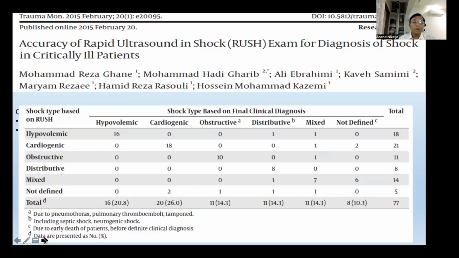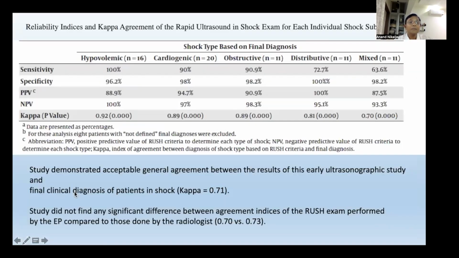They categorized the patients based on the RUSH protocol, and the final diagnosis was done by a very experienced radiologist. They categorized patients as hypovolemic, cardiogenic, obstructive, distributive, or mixed shock. Some patients they could not diagnose, and these were defined as non-defined shock. If you go through each type of shock, the sensitivity of this modality is very good in hypovolemic, cardiogenic, and obstructive shock, and slightly lower in distributive and mixed shock, but otherwise very good.